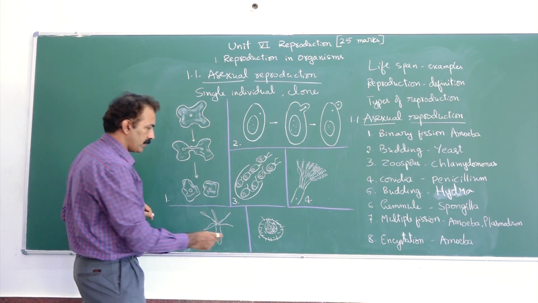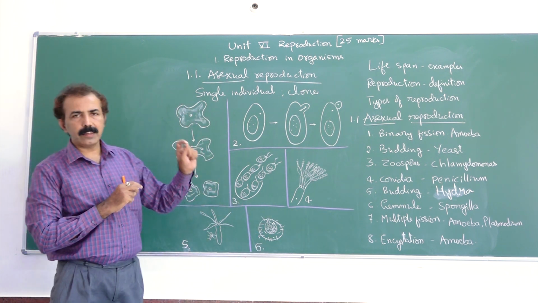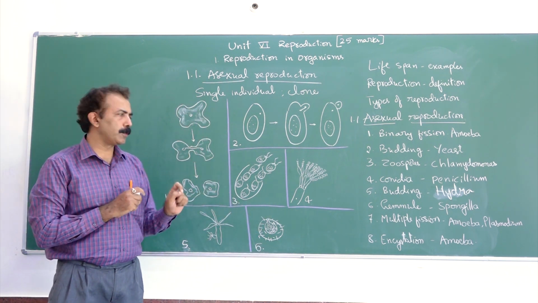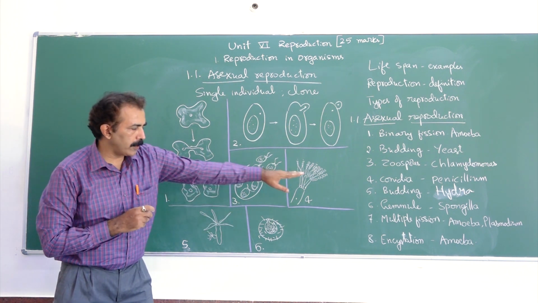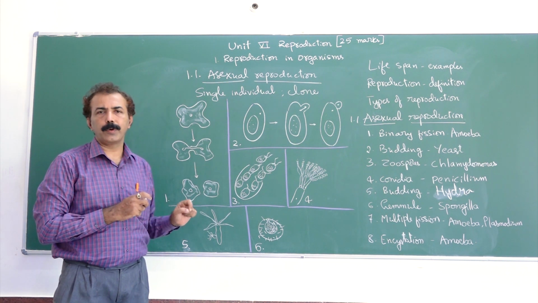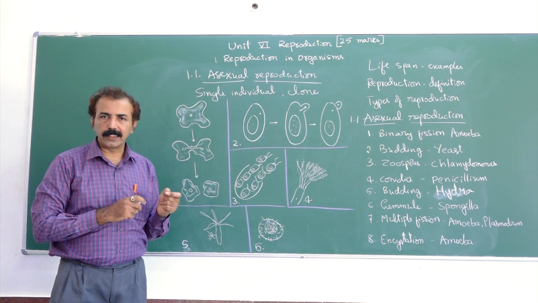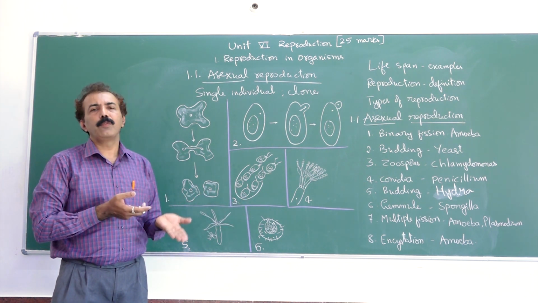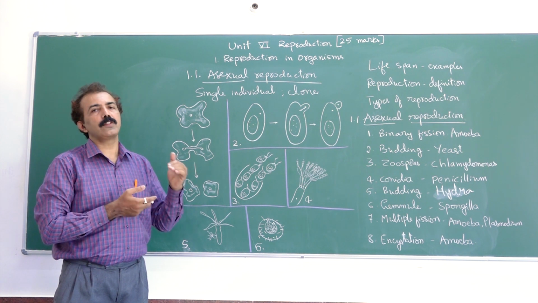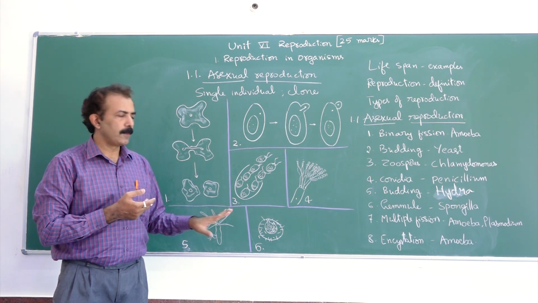One more example is gemmule formation. These are very tiny spherical bodies produced by freshwater sponges. A freshwater sponge by the name Spongilla produces this. They may be of the size of a mustard seed. You know that fresh water is subjected to fluctuation. The water level does not remain constant. In summer, it dries up.